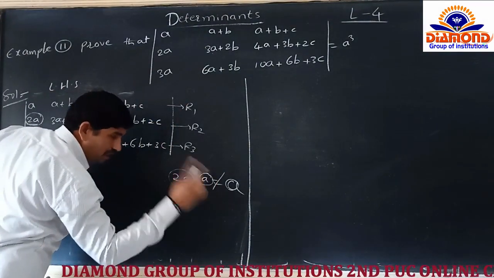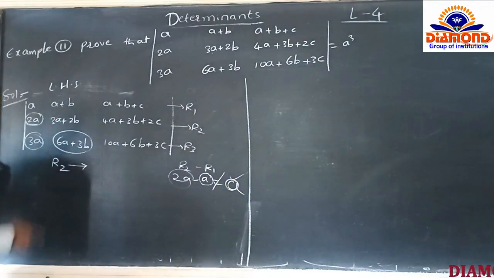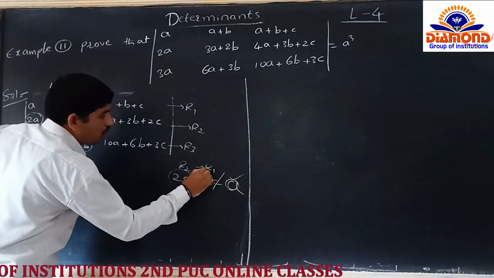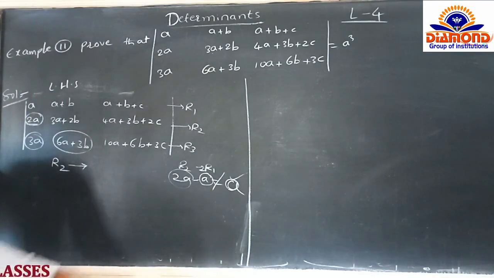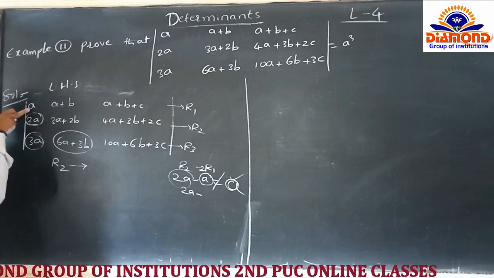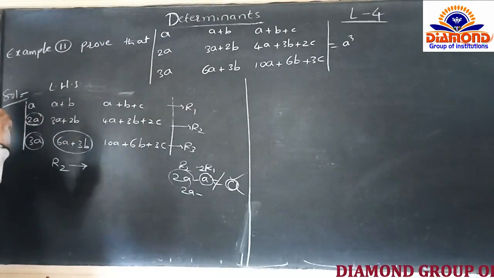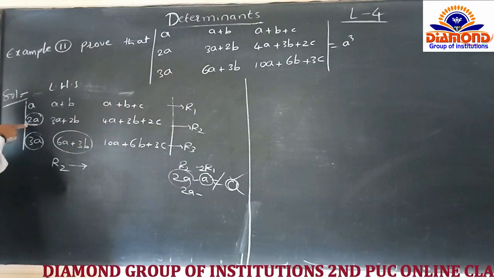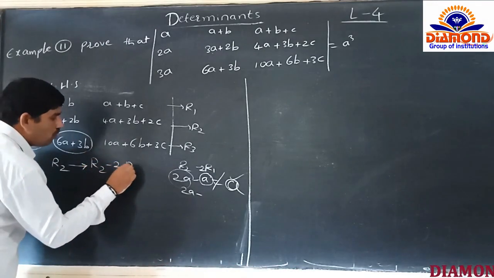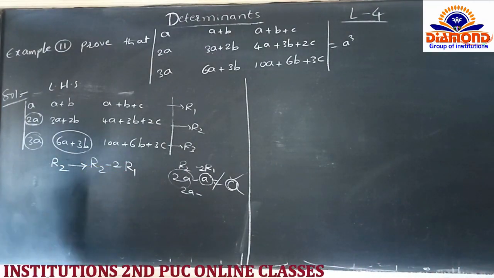But if we write R2 minus R1, we do not get 0, and our target is to get 0. So what can we do? Multiply R1 by 2. Then 2A minus 2A gives 0, because the corresponding elements in R1 and R2 become equal. That is why I will write R2 minus 2 into R1. Remember, R2 minus 2 into R1.